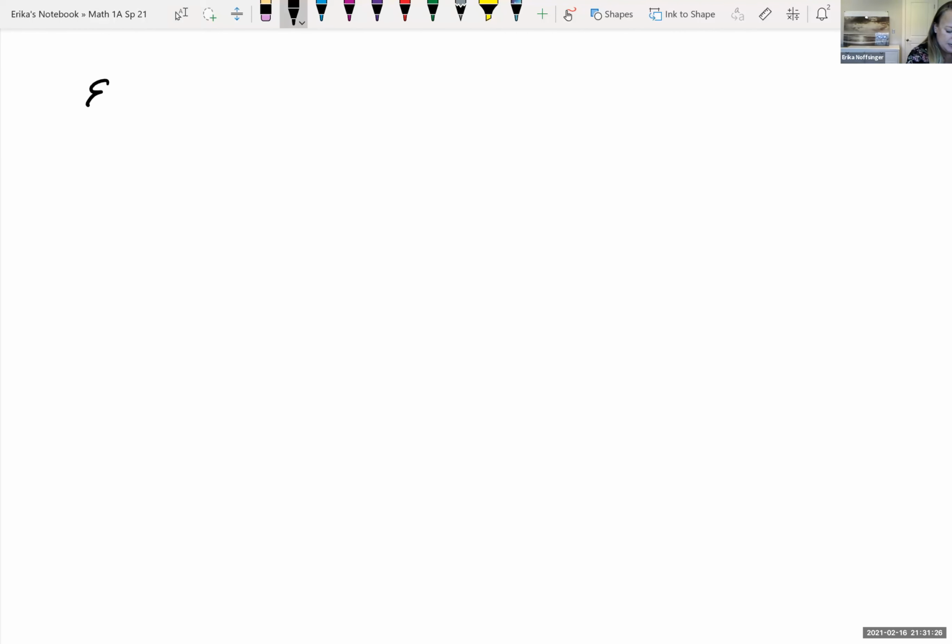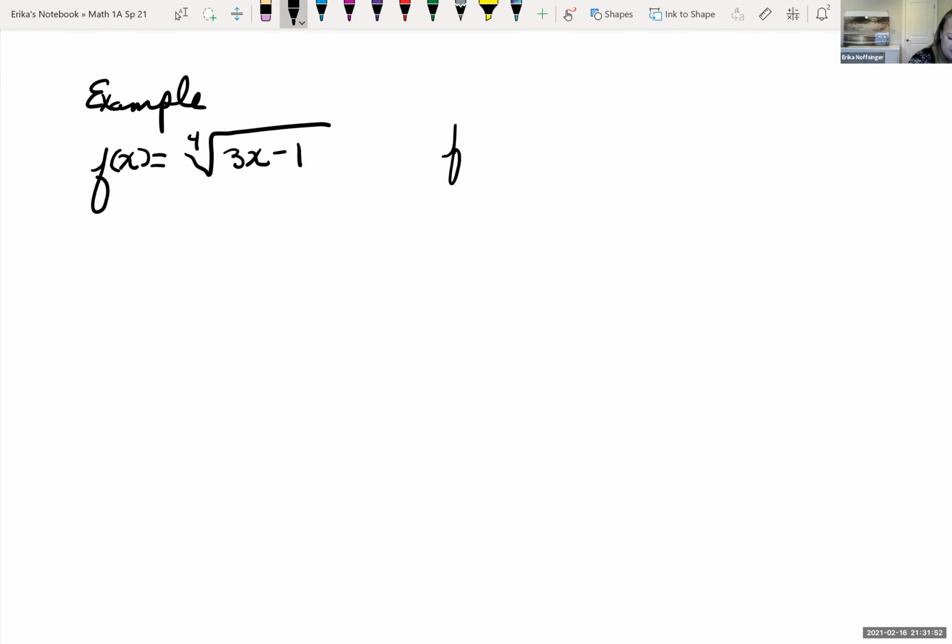Okay, so for this example, it gives us a function and it asks us at what points the function is continuous. So if we were given, let's say, f of x is equal to the fourth root of 3x minus 1 underneath that radical, find what values of x is f of x continuous?